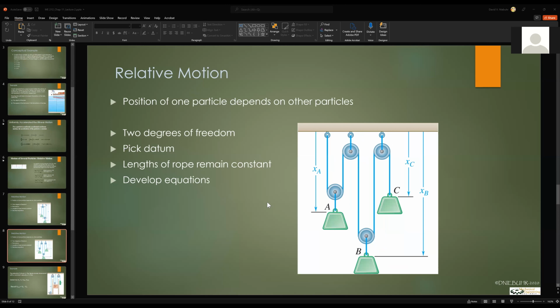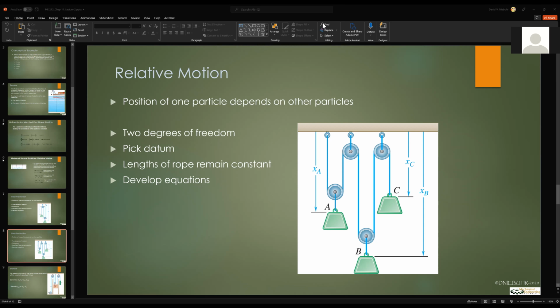We go look at the second one. So here's a different one. In this one, we have 2 degrees of freedom. The way we know that is if we look at the different pulleys, we see that if we were to hold A constant, B and C can move independent. So A doesn't have to move for B and C to move. B can move, and doesn't have to move for C and A to move, but at least 2 of them have to move. So there's only 2 degrees of freedom. Again, you pick your datum, you know the length of the rope remains constant, and then you develop your equations.